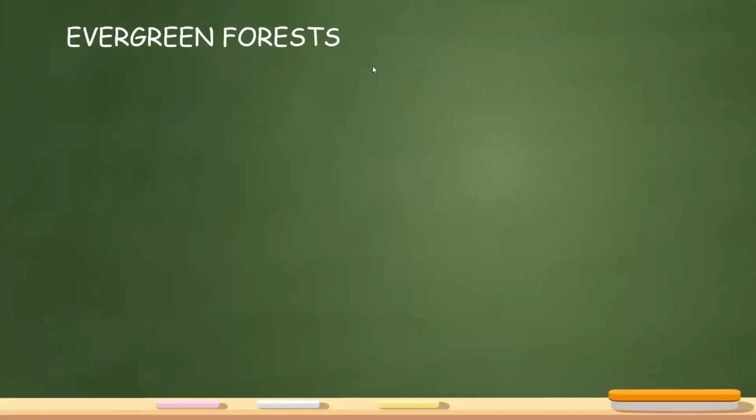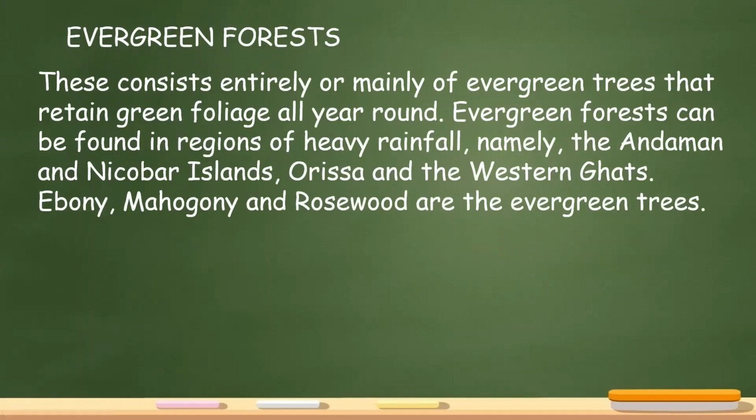So let's understand. The first passage talks about the evergreen forests. What are evergreen forests? These consist entirely or mainly of evergreen trees that retain green foliage all the year round. Evergreen forests can be found in regions of heavy rainfall, namely the Andaman and Nicobar Islands, Orissa, and the Western Ghats. Ebony, mahogany, and rosewood are the evergreen trees.